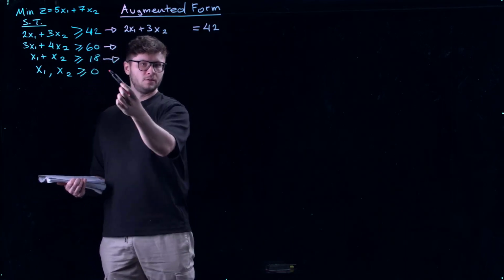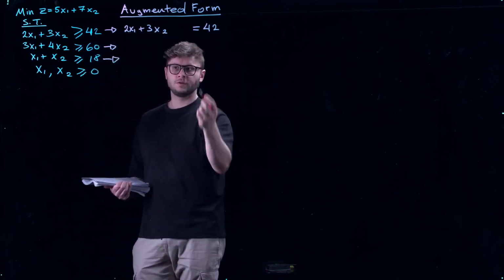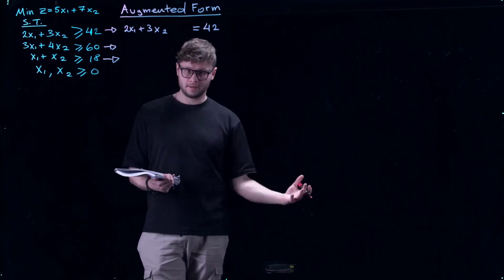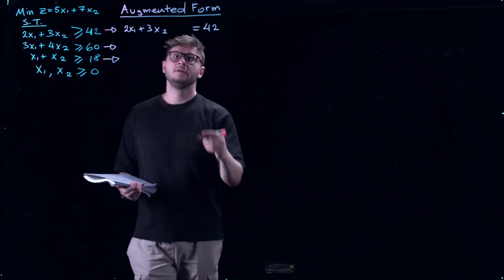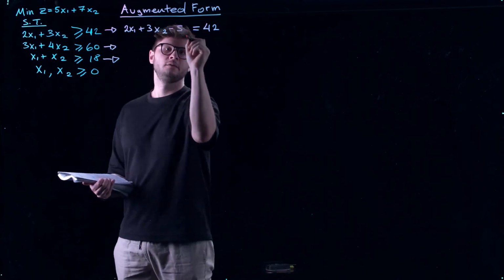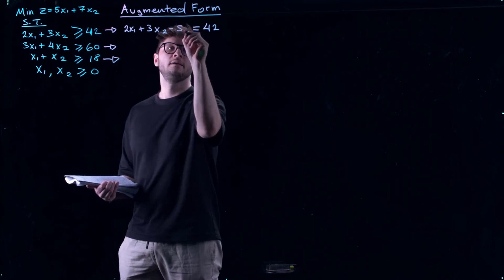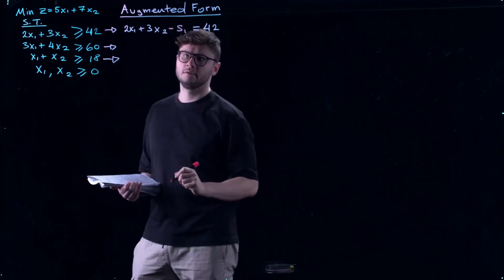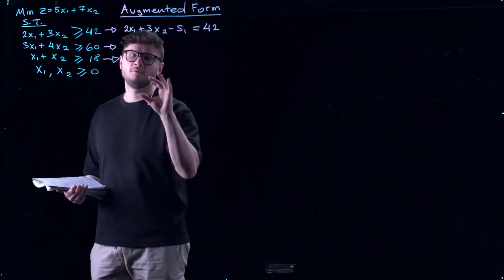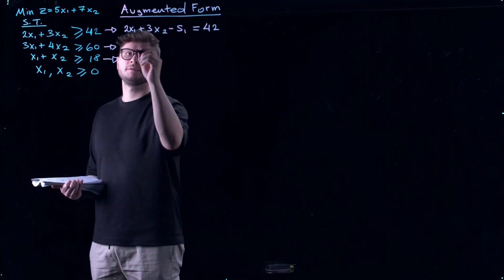Now, we know that the 2x1 plus 3x2 is bigger or equal to 42. So if it's bigger and we want it to be equal to 42, we would have to subtract something, which is why, unlike in the maximization simplex method, we will subtract a slack variable, S1. In the maximization, we added one because it was smaller. We're trying to make it equal. It's one of the things that changes, it's the reverse.